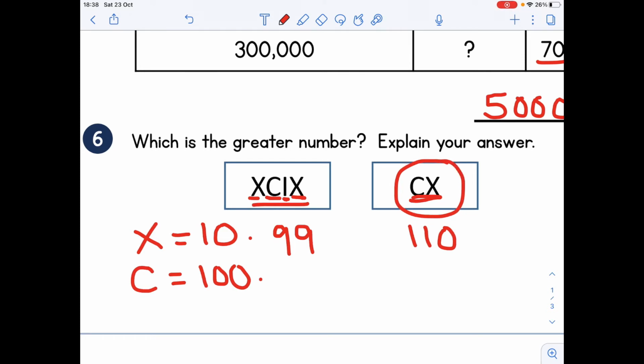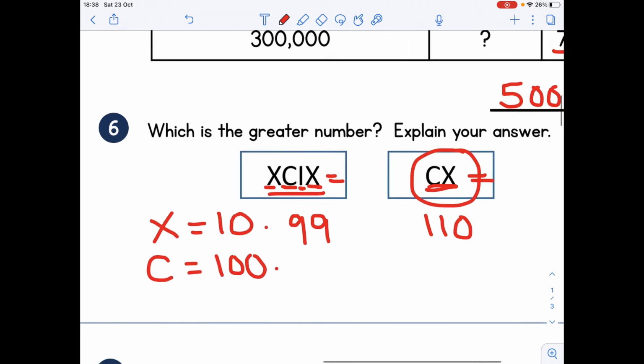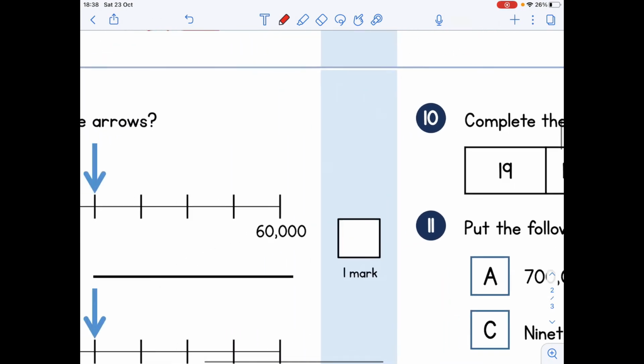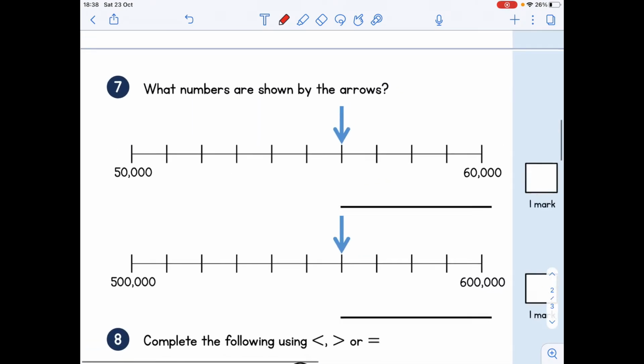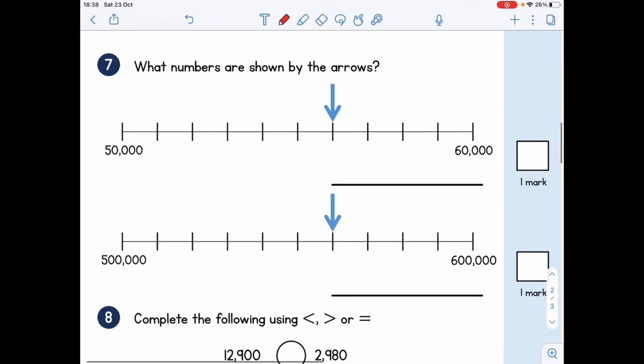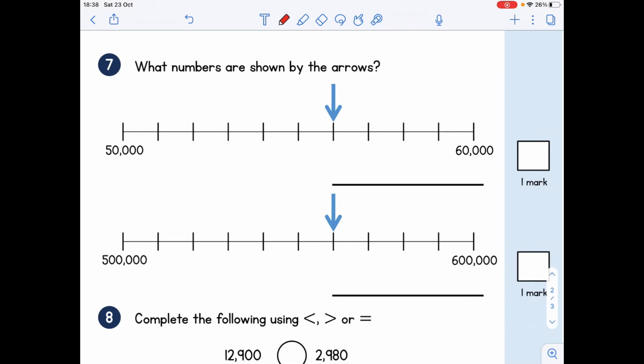And when it says explain your answer, it is enough for you to write down that this in Roman numerals represents 99 and this one represents 110 in Roman numerals, and that is enough for you to explain your answer. You don't need to put down about the subtraction. I was just saying that to explain to you. Okay, what numbers are represented by the arrows?